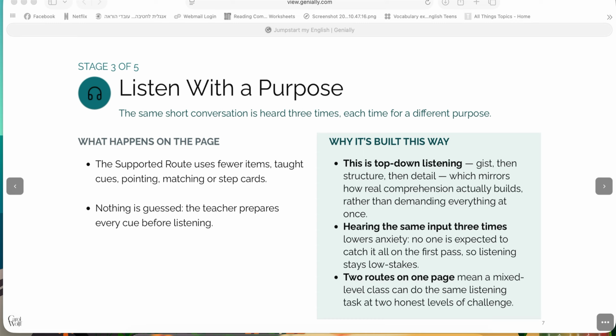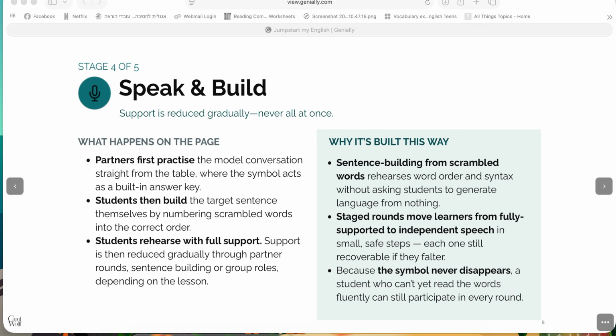The supported route may use fewer items. These are for our weaker students. They are taught symbols, pointing, matching, or step cards. Every cue must be introduced before students are expected to use it. The teacher must always model the language first, and the class repeats in a controlled manner. Students then point, repeat, and practice with a partner.